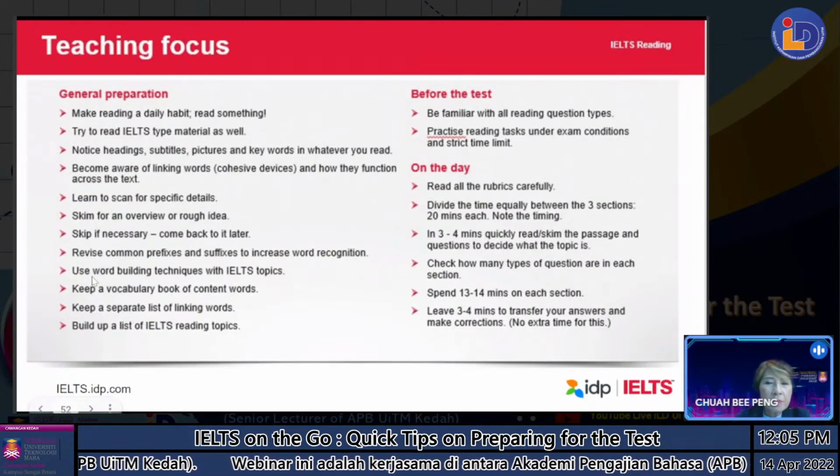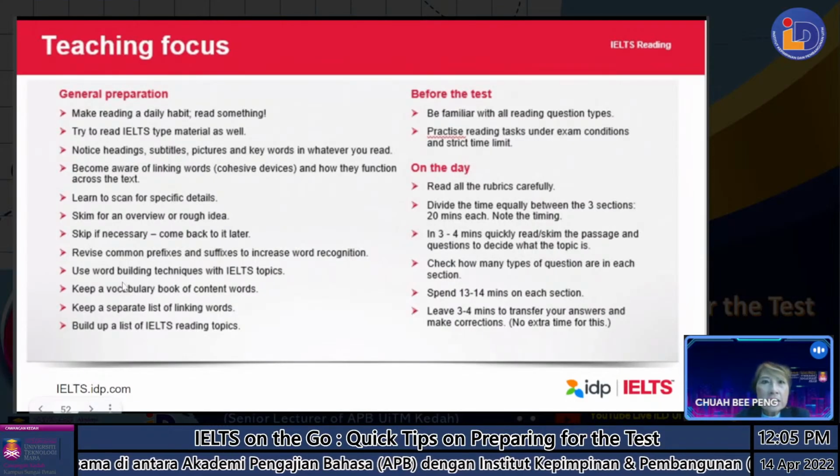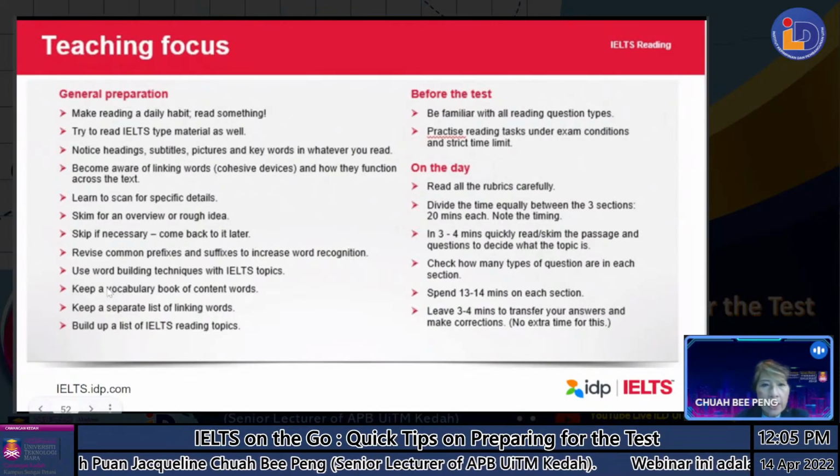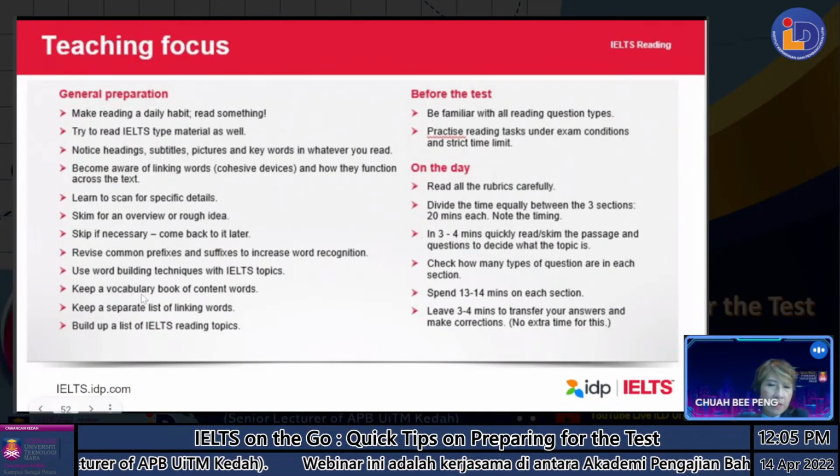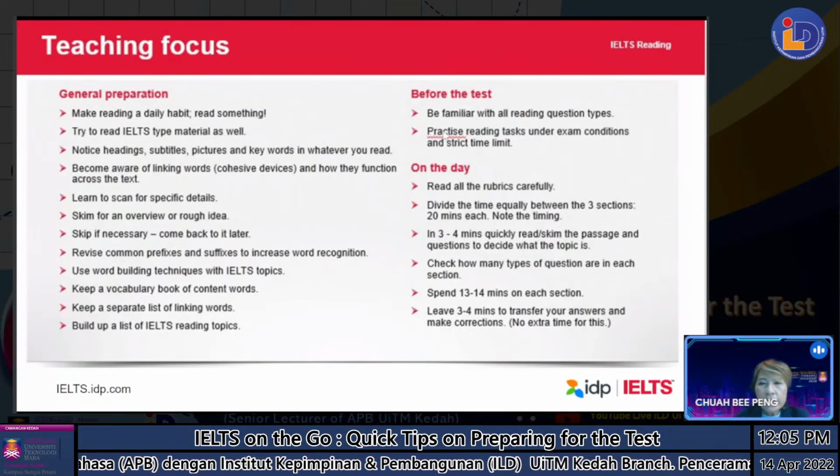Use word building techniques. You might want to read more, to actually beef up your word banks. Not only fatten your bank accounts, but you must also fatten up your word banks. Not only for reading but also for your writing. I'm not too sure about keeping a vocabulary book, it doesn't work for me, but I think reading more would actually help. And before the test, be familiar.